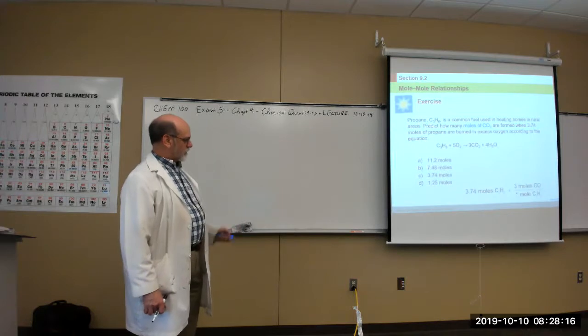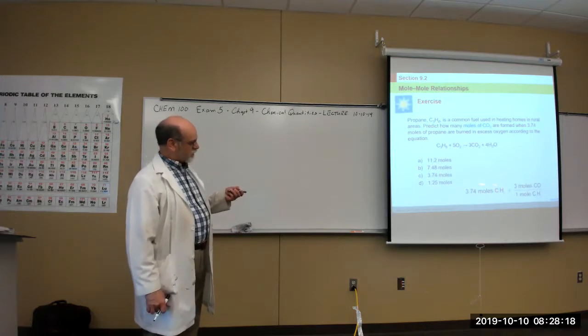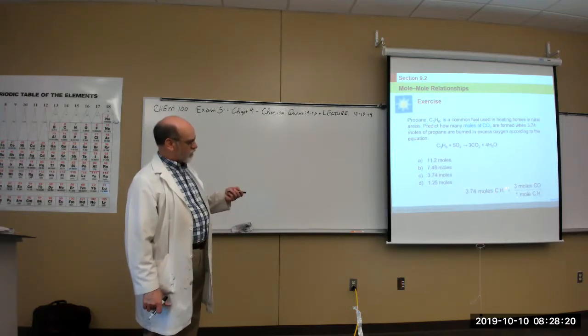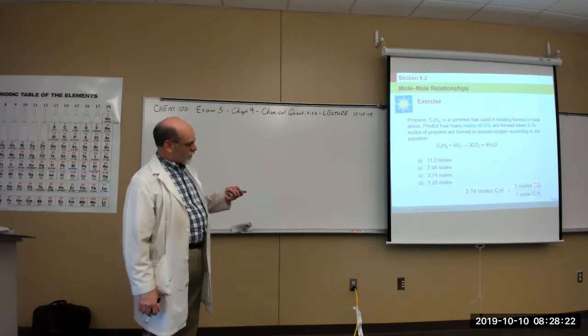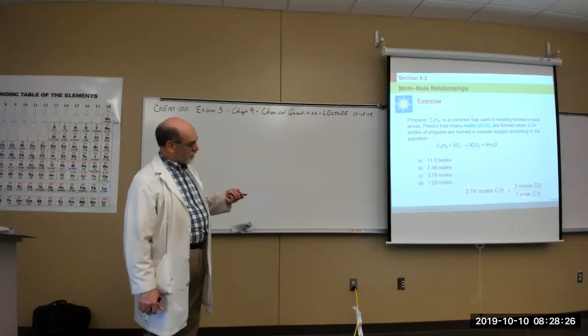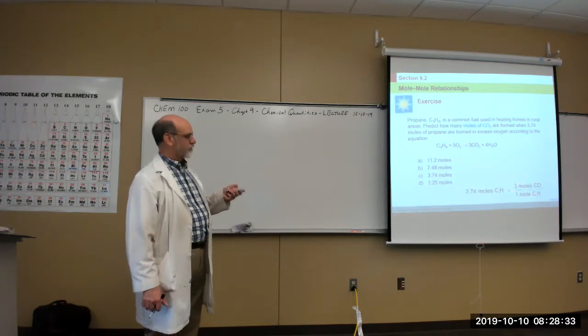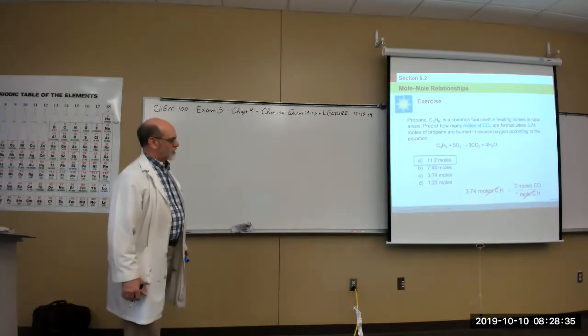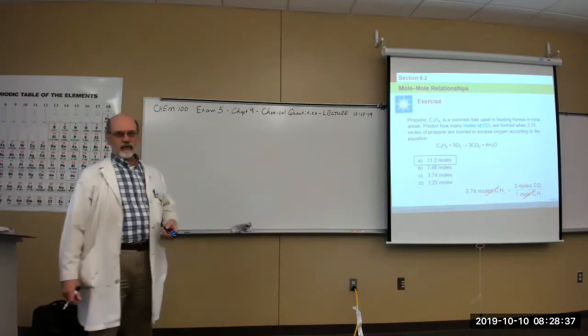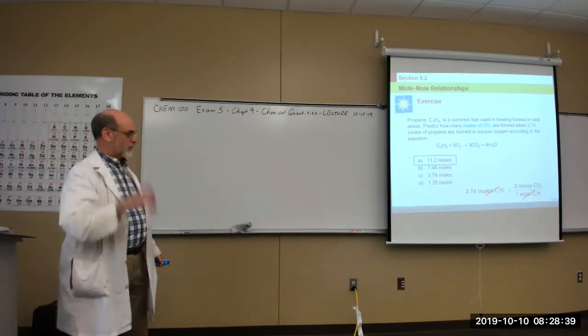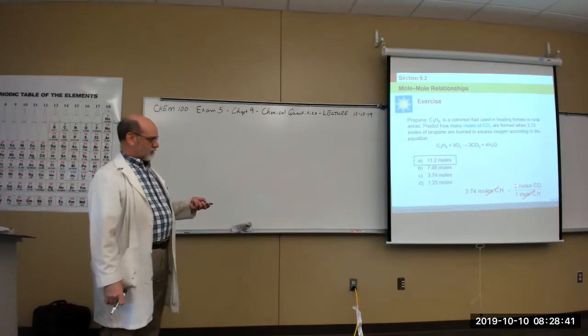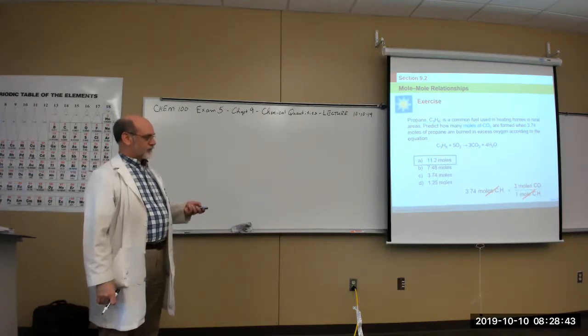Right. So we start off with 3.74 moles, and we need to end up with this one, so it's in the numerator, cancel that one in the denominator, then we fill in the ratios based on the coefficients. So we have 3, 1, 3 here, and 1 there. Right. And the answer is 11.2 moles of carbon dioxide produced from this much propane.